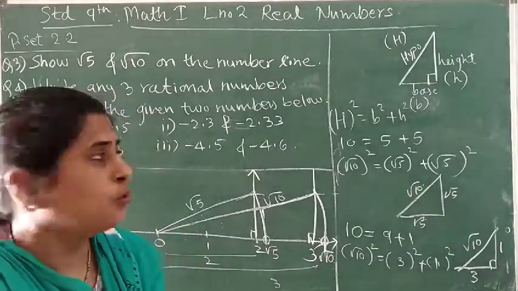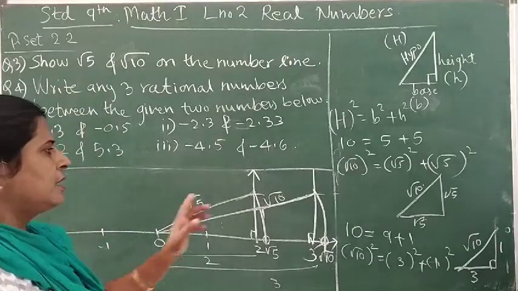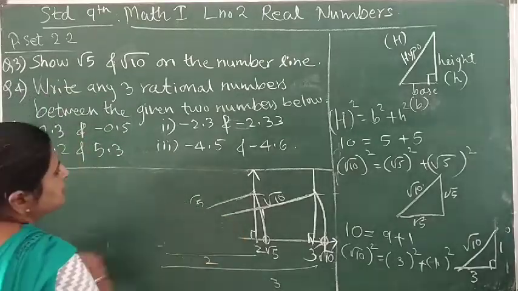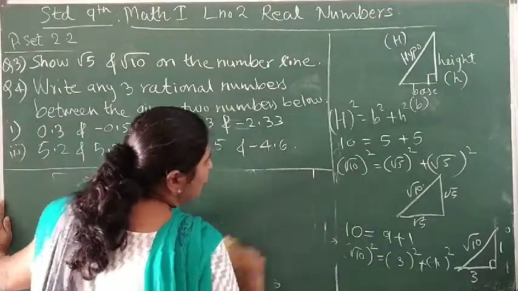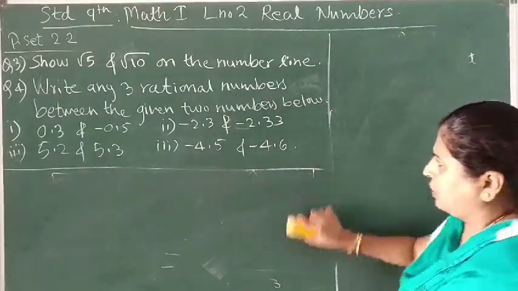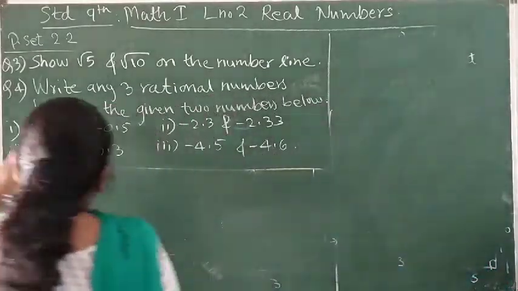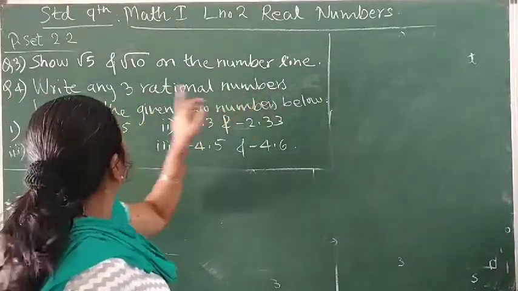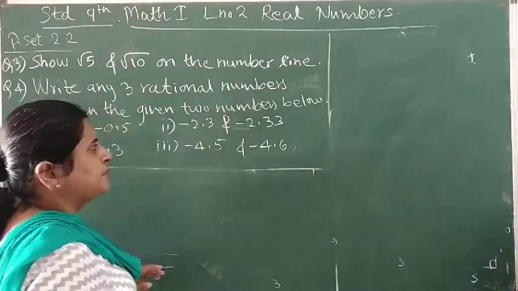Now to go for the next question, it will not be too much time consuming. We will go through it quickly. Question number 4. Now it is related to the rational numbers. Write any 3 rational numbers between the given 2 numbers below.